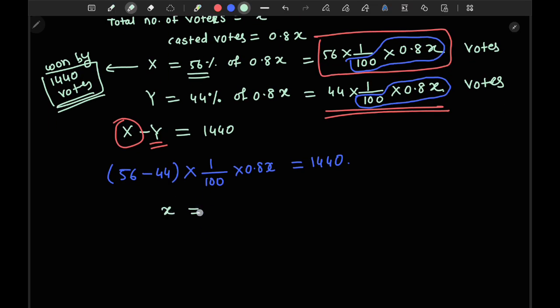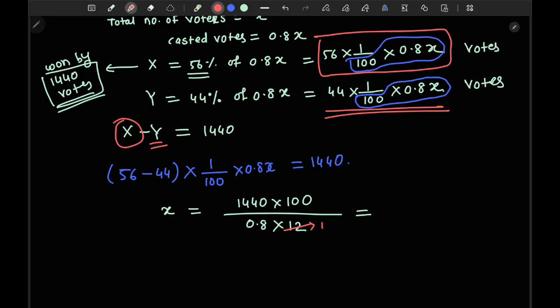So ultimately the X value will be 1440, right? This 100 will come to this side in multiplication, and all other factors which are in multiplication will go in division. So 0.8 and 56 minus 44 is what? 12. And if we solve this, now tell me what is the answer. Okay, let's try to solve.